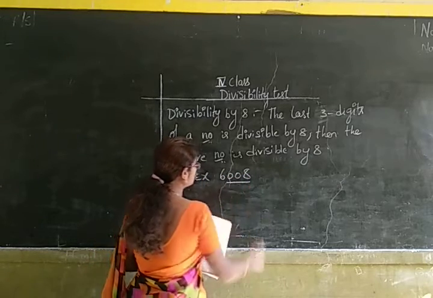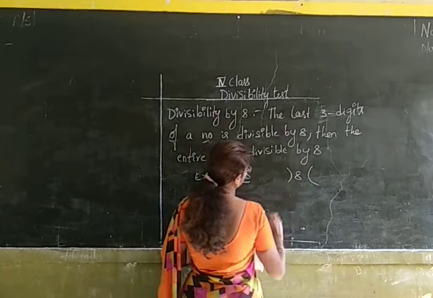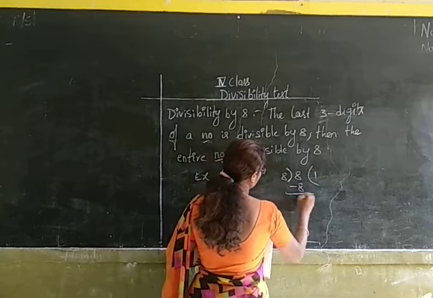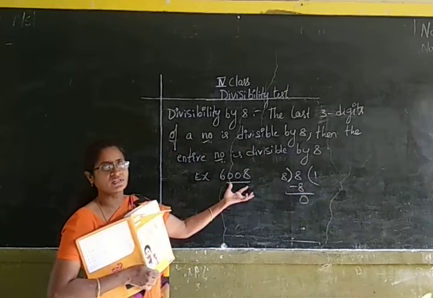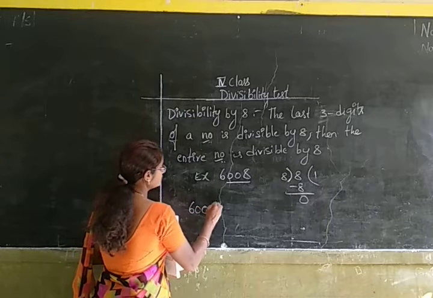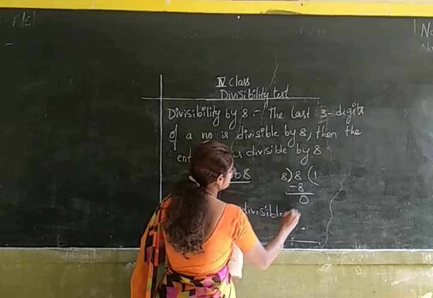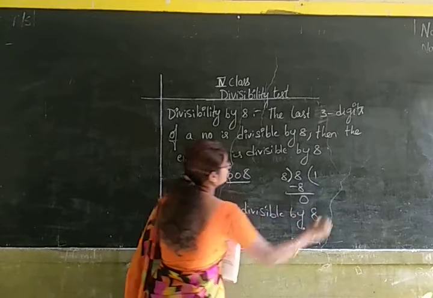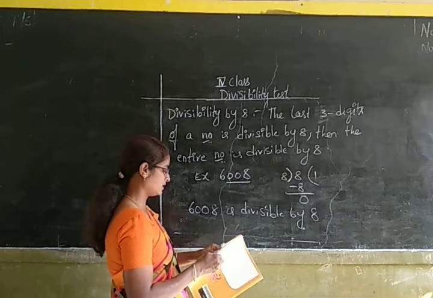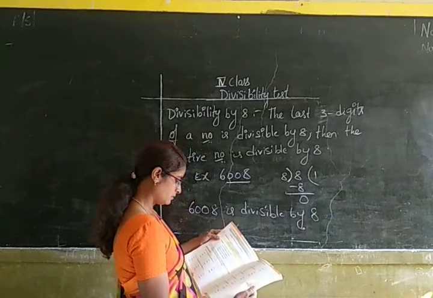Here the last three digits of the number are 008. So it is divisible by 8. 8 ones are 8. So the last three digits of the number are divisible by 8. So 6008 is divisible by 8. Did you understand, children? If the last three digits of the number are divisible by 8, then the given number is divisible by 8. Okay, children?